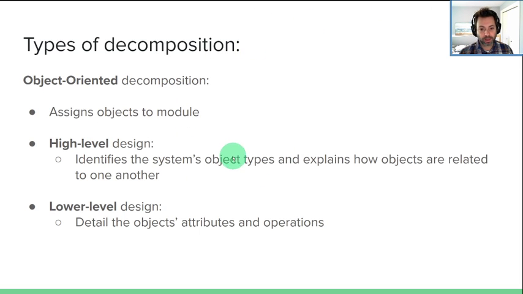So what are the object types? How are they related to each other? Very high level. Which modules are those objects assigned to? Okay, maybe if we figure that out, what are their attributes? What are their operations going to be? So what is the actual class diagram going to look like?